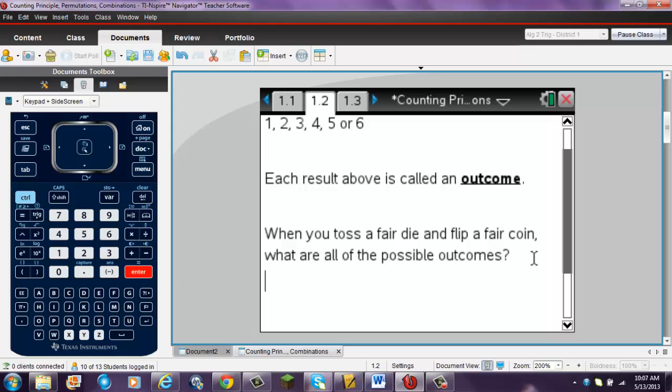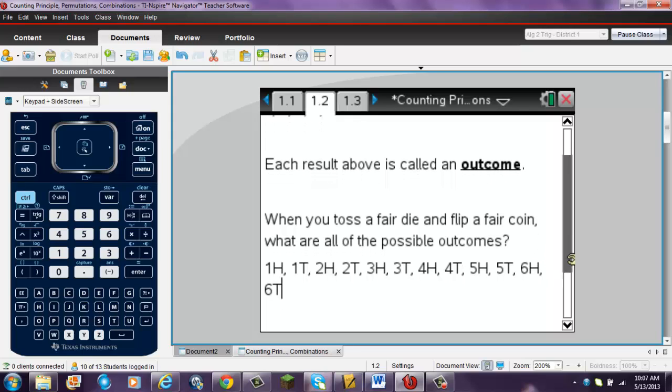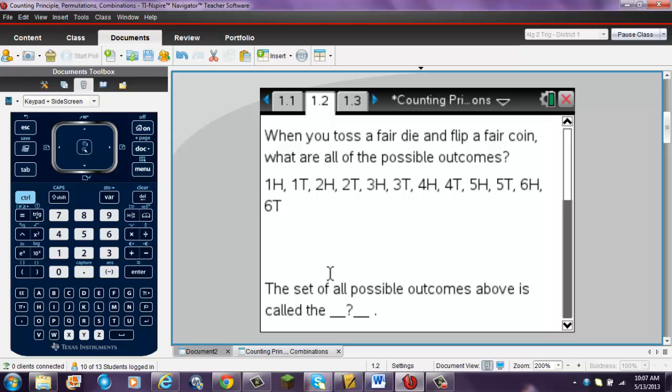So we could say maybe we get a 1 and a head or a 1 and a tail, a 2 and a head, a 2 and a tail. And you just go through and you list all the possibilities. In earlier classes, when you probably first started with probabilities, maybe in middle school, maybe even earlier, you might have made tree diagrams, and we'll still use those occasionally. So once you have your outcomes listed, you need to know that that set of all possible outcomes is called the sample space. So when you read some of these terms, you'll know what you're talking about.